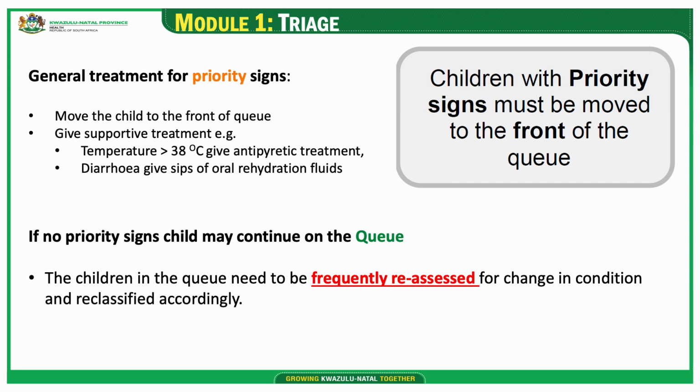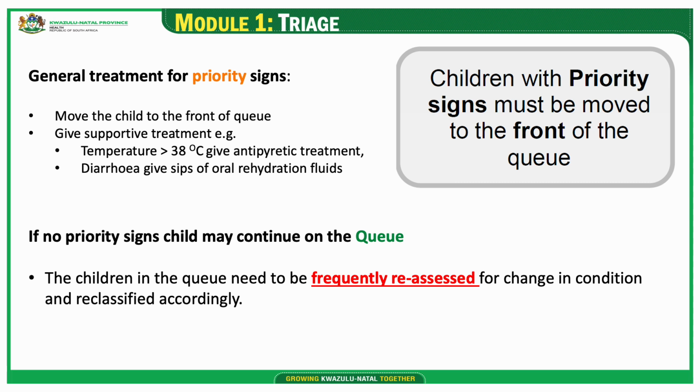So the general treatment, as we've been saying, is to move the child to the front of the queue. This generally means that the child needs to be seen within half an hour to an hour. In very busy OPDs, some of the patients may sit there for several hours, so we need to make sure that these patients are taken to the front of the queue so that they can be seen as soon as possible.